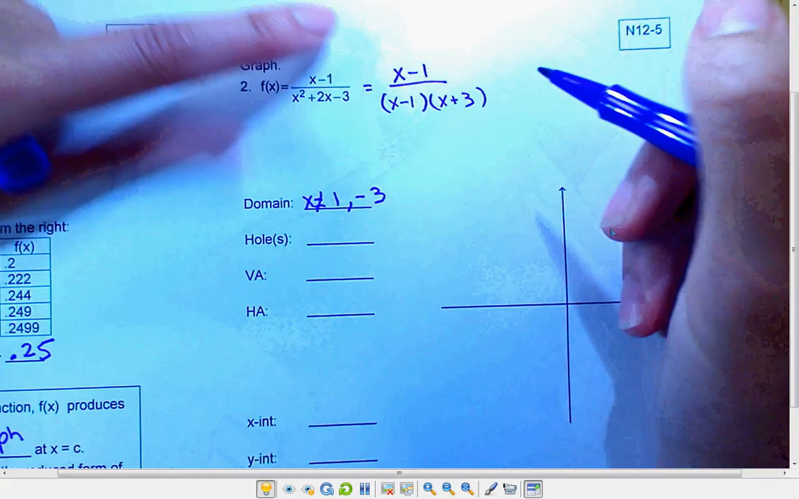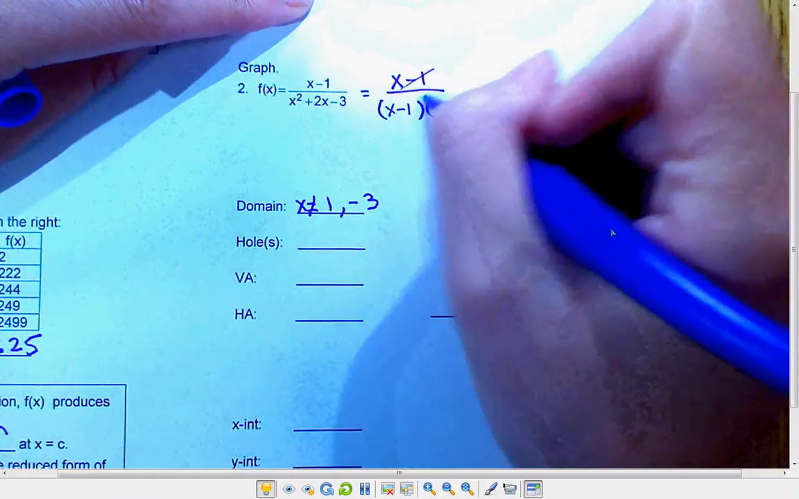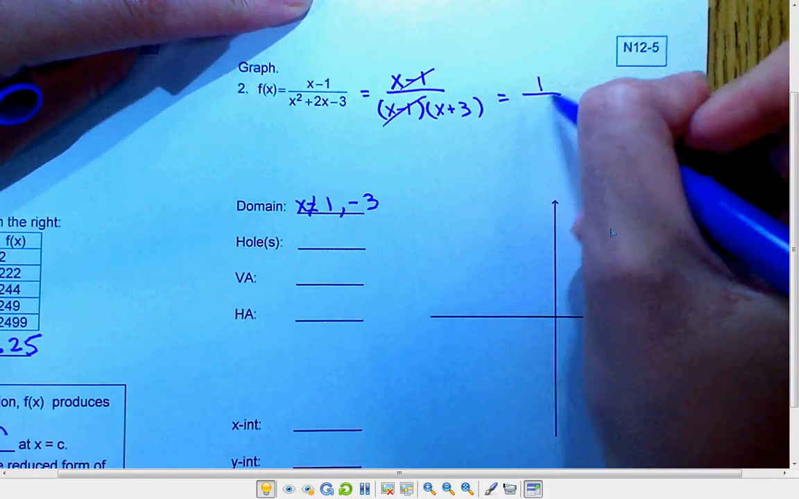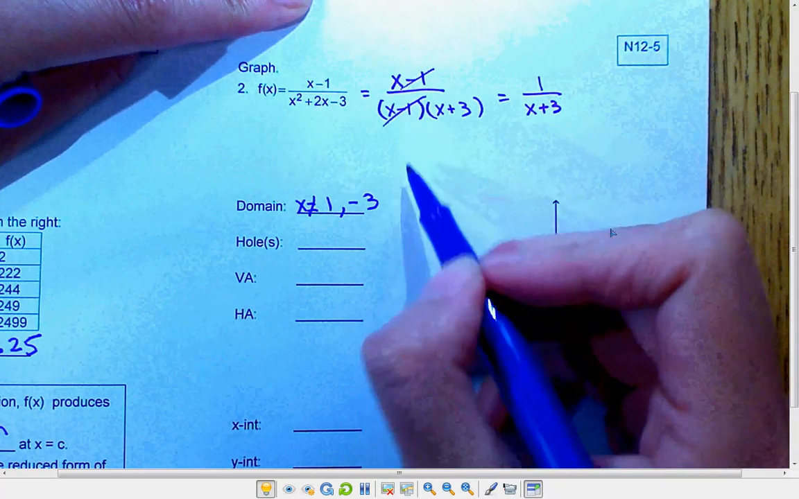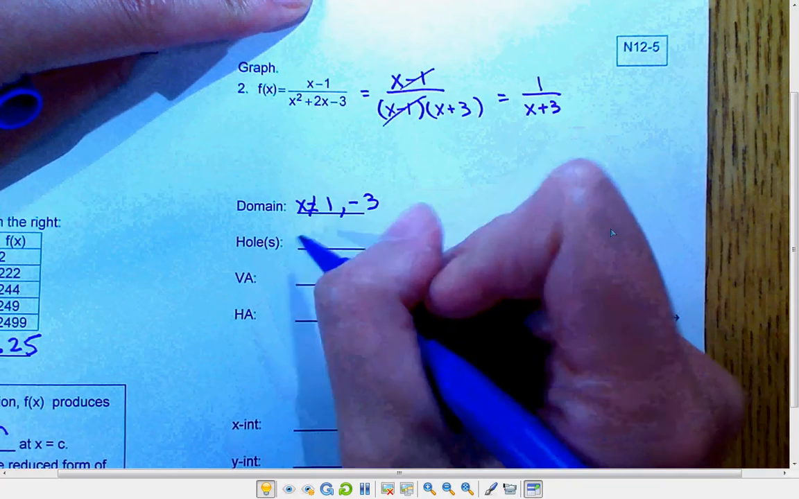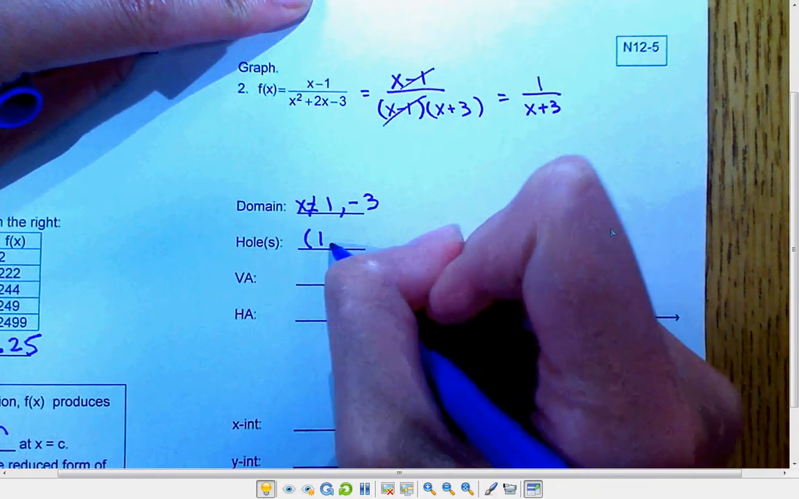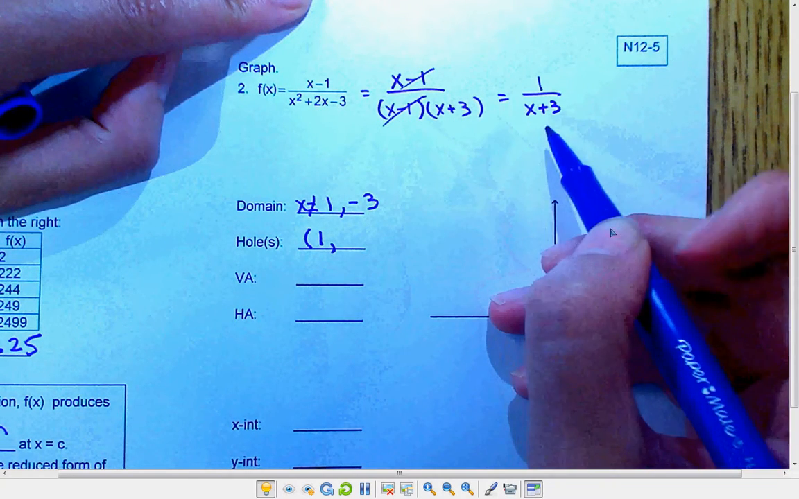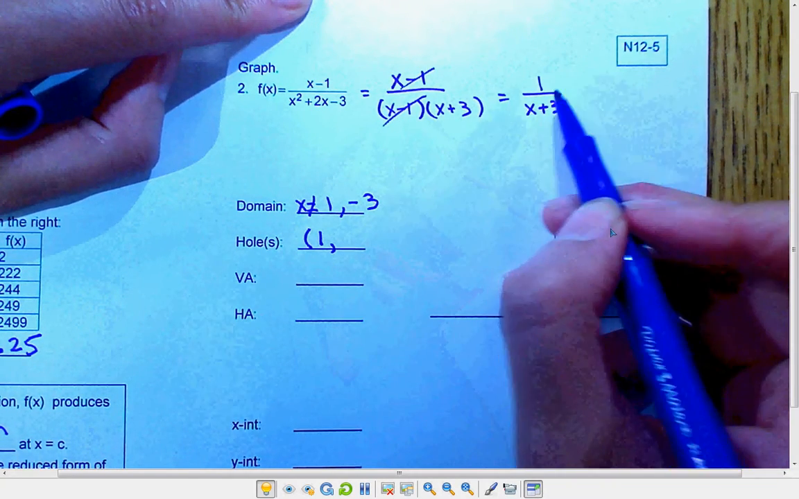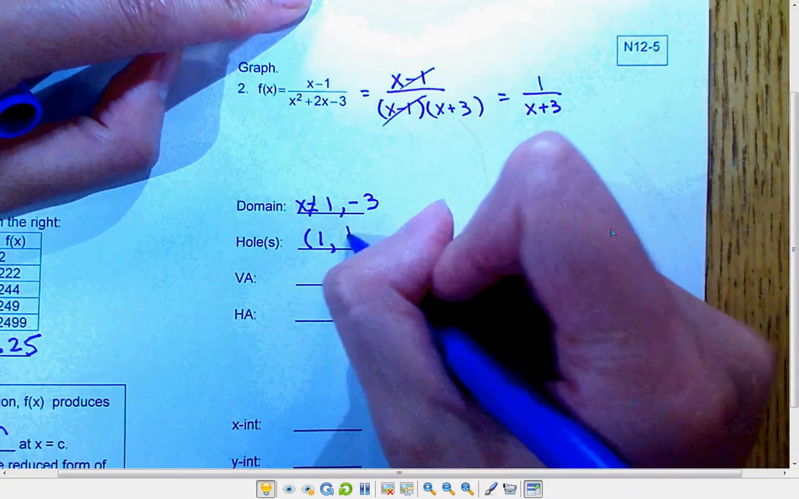Now again, we can rewrite this as the x minus 1's cancel out, so it's really just 1 over x plus 3. So whenever you can cancel out, because it's on the top and the bottom, this is going to be where our hole is located. So we know our x value is going to be 1. And our y value is when we plug 1 into this equation, so 1 over 1 plus 3, which is 1/4.